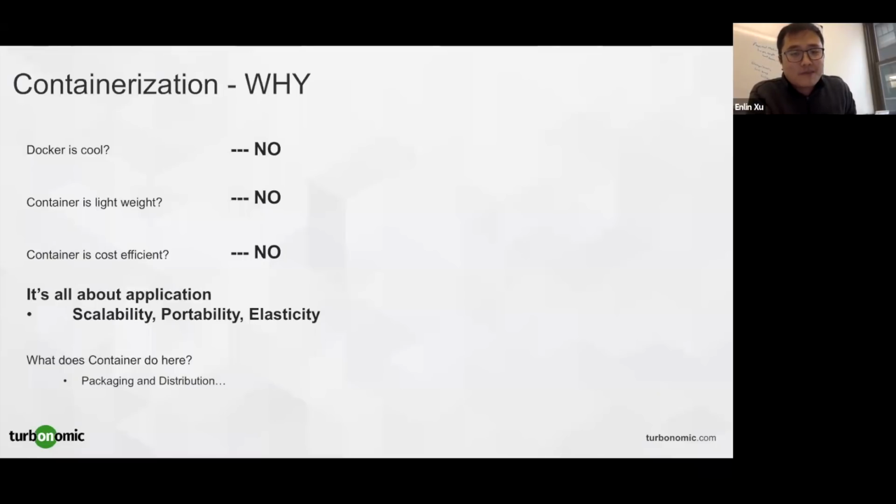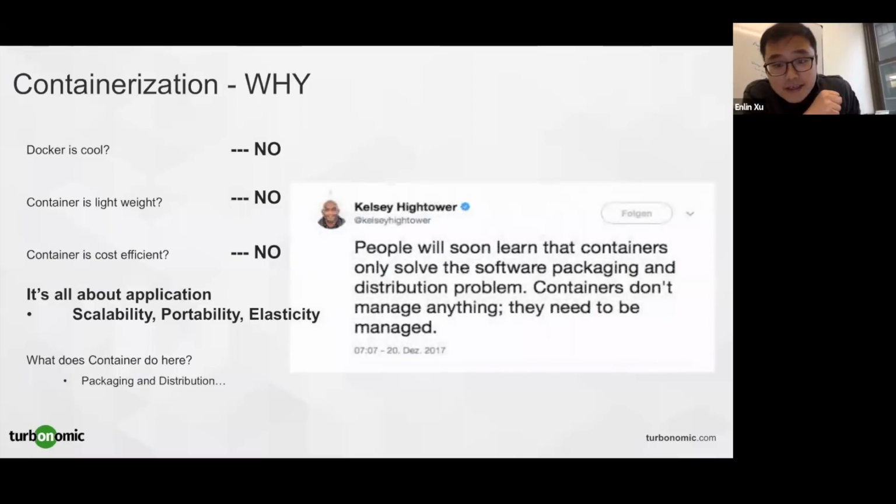If you check, please give another click. Yeah, thank you. So Kelsey Hightower, sorry, I keep copying and pasting his Twitter, because we are highly aligned in vision and value. Kelsey Hightower mentioned back in December 2017, people will soon learn that containers only solve the software packaging and distribution problems. Containers don't manage anything, they need to be managed.